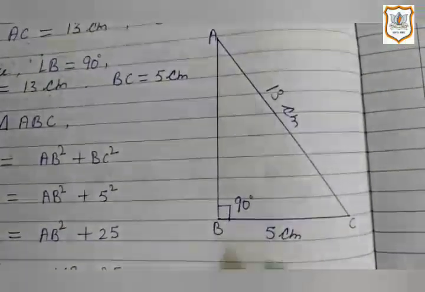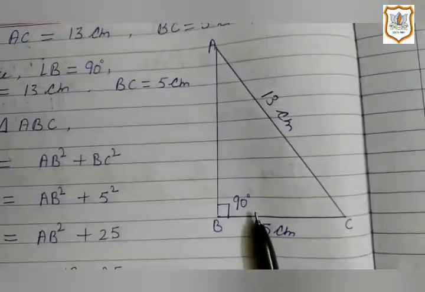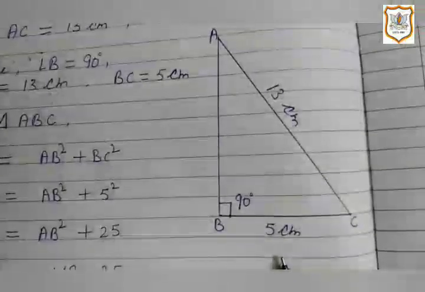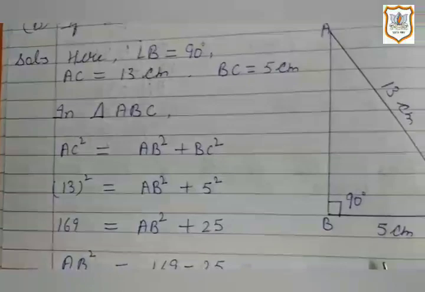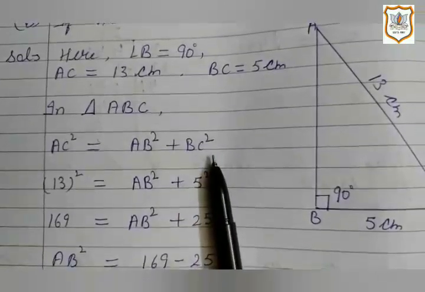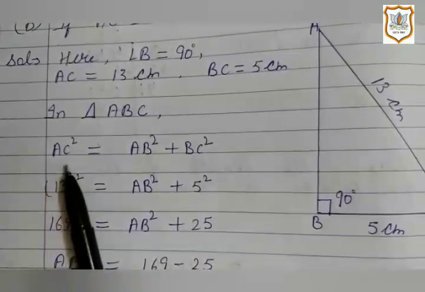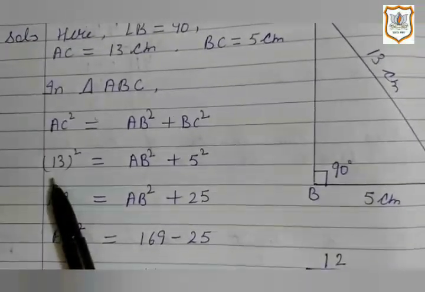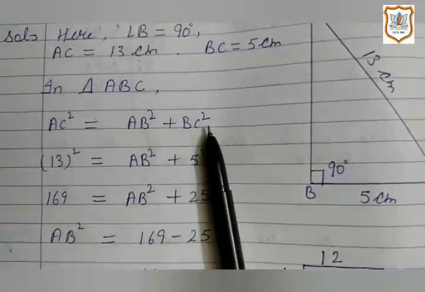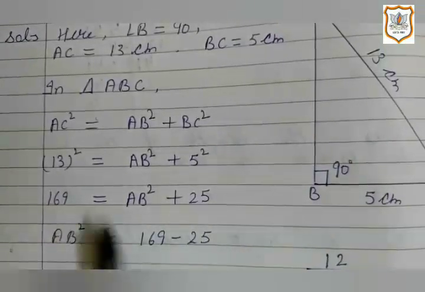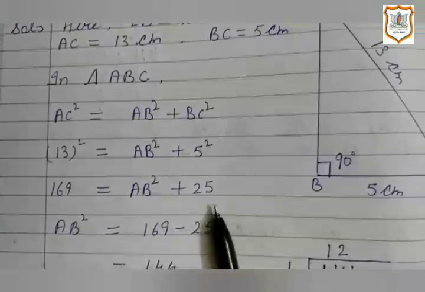Here, in triangle ABC, angle B is 90 degrees. AC is 13 centimeter, BC is 5 centimeter. Now we use AC square is equal to AB square plus BC square and put the value of AC and BC. Here AC is 13 centimeter, so we write 13 square, and BC is 5 centimeter, so we write 5 square. 13 square is 169 and 5 square is 25.